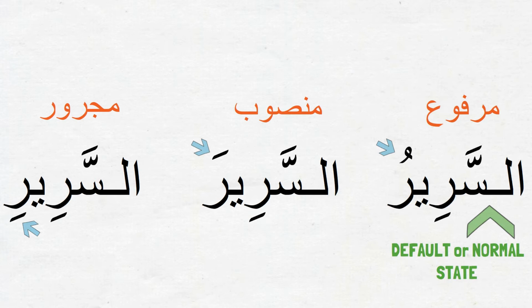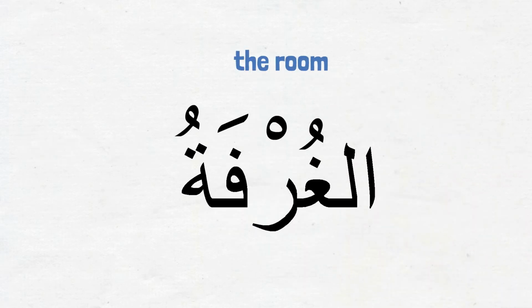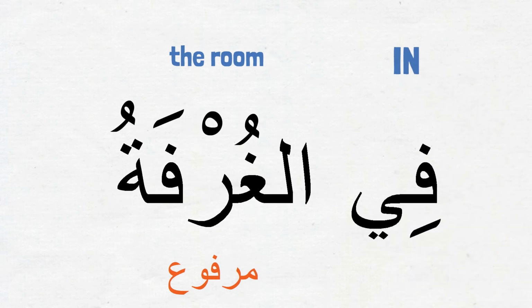Now, you may ask, what can impact an ism? To see this in action, let's take the word al-ghurfatu, the room. It is currently sitting alone by itself, so it is in its normal default marfu' state. What if I want to say in the room? The word in Arabic is fi. If I put fi before al-ghurfatu, then the whole thing will become fil ghurfatu. So fil ghurfatu would translate to in the room, right?